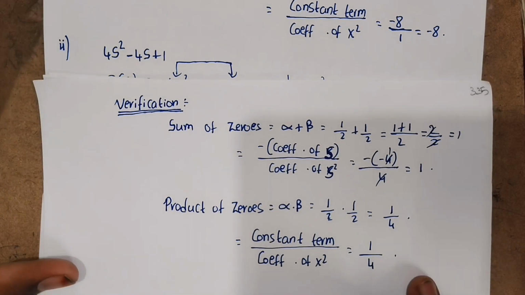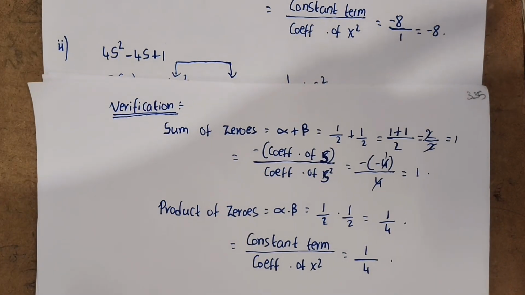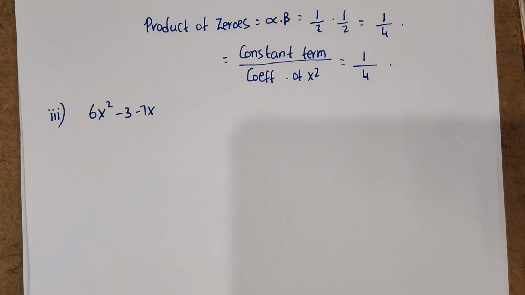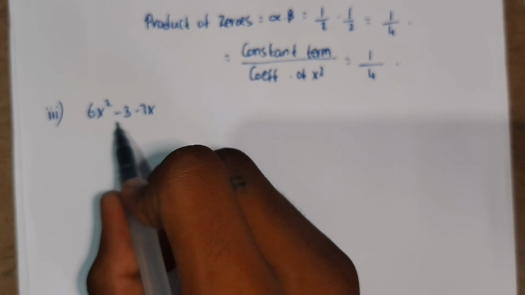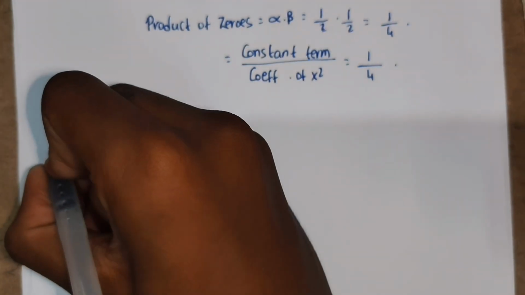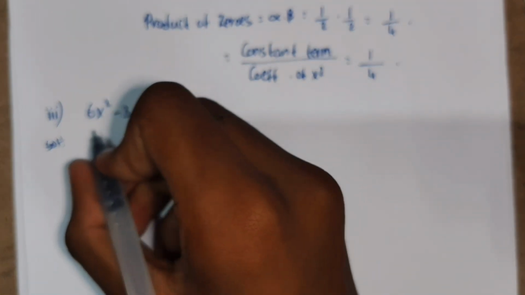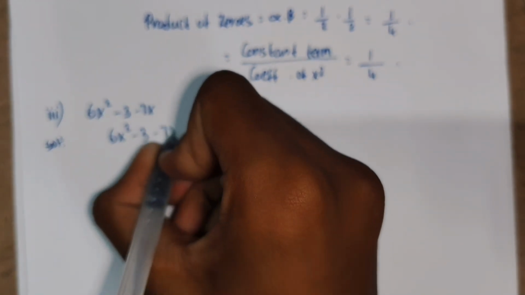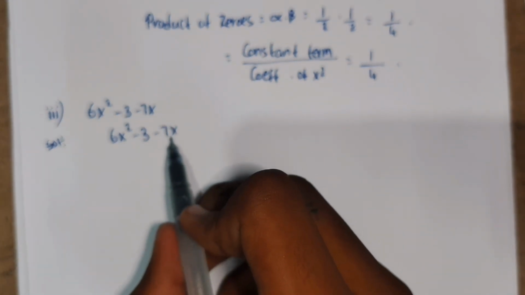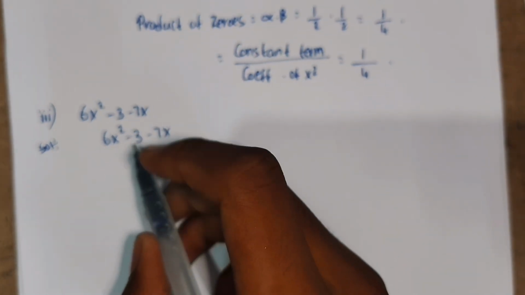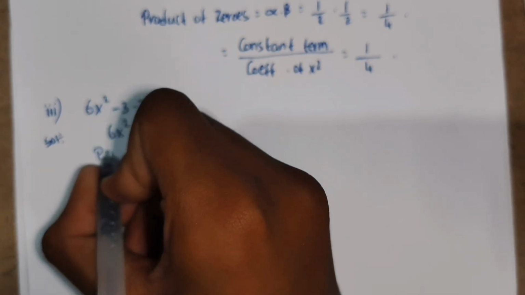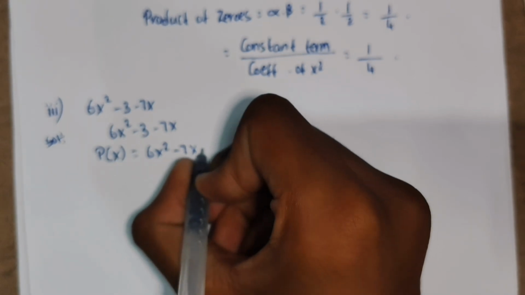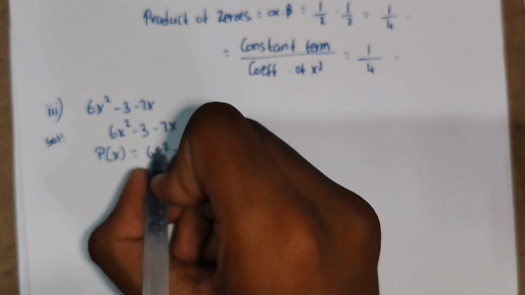So we have completed the second problem. Let us go to the third problem. Here the problem is 6x square minus 3 minus 7x. Let us solve it. Here I am writing this minus 7x before the minus 3. So I am writing directly p of x is equal to 6x square minus 7x minus 3 equals 0.